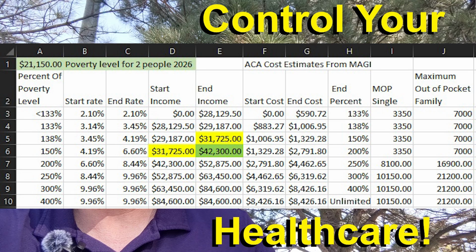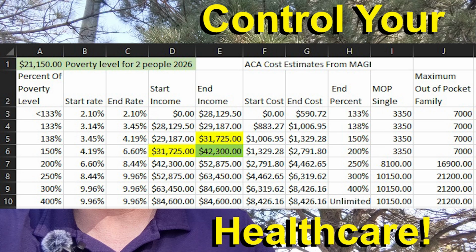So kind of moving across, you're going to look at the costs that you're going to pay per year for the premiums. And these are just estimates. The actual plan providers may be higher than this. Beneath 133% of the poverty level, there's no cost, but it's hard to be not on Medicaid at that amount. So overall, you need to keep your income above the Medicaid cutoff in order to qualify for ACA insurance.